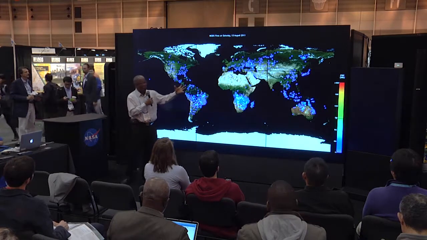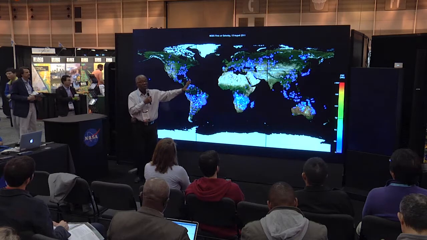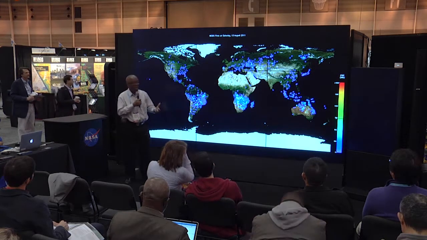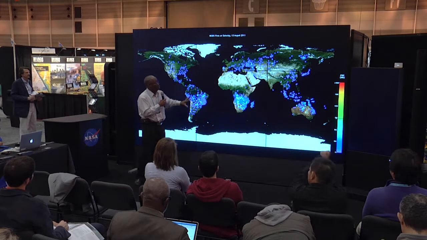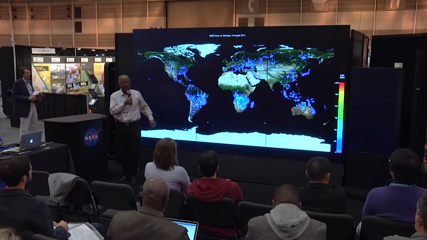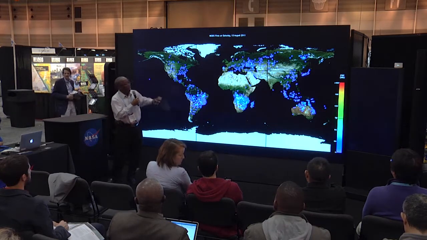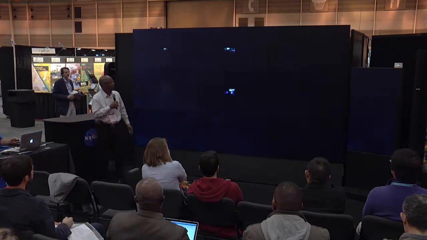So actually we measure the fire. What we show here is called the fire radiative power. That is the strength of the radiant energy release we measure from satellite. So this is from MODIS. This is for a particular day throughout the globe. Next one, please.